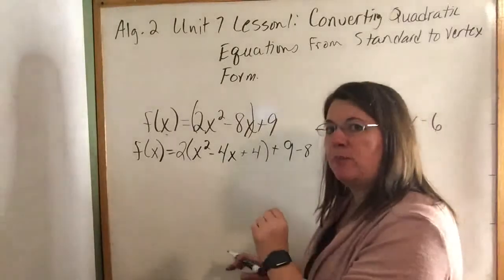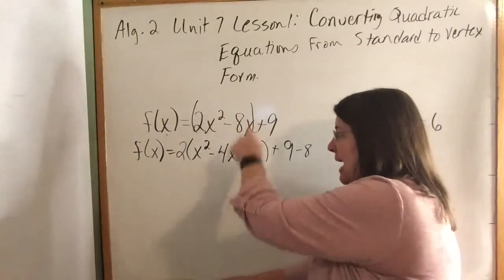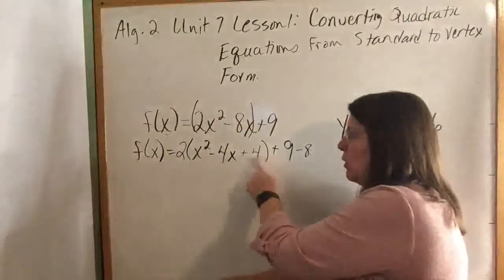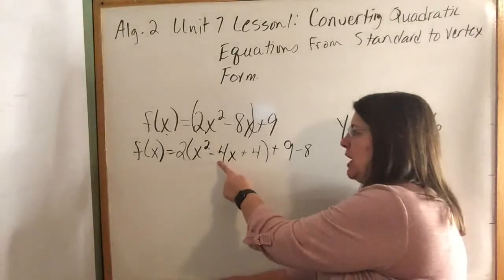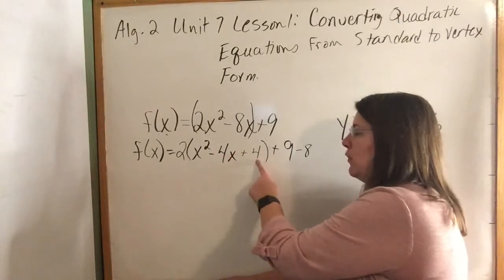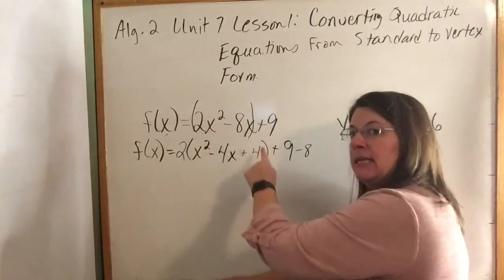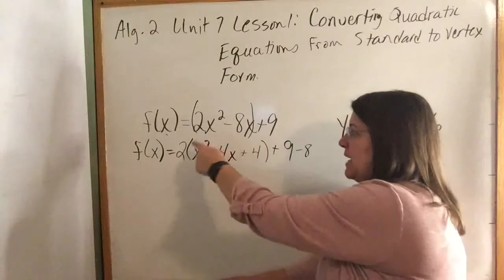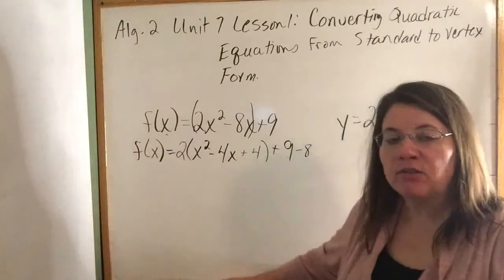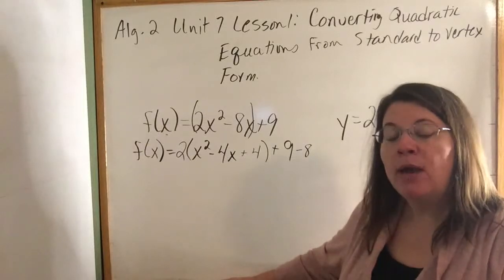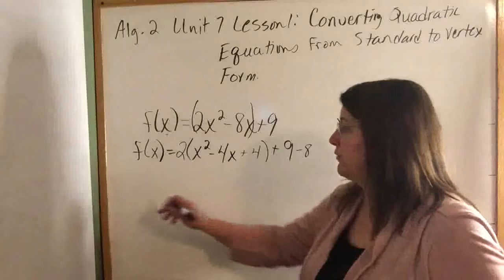If we were to distribute it back in, we would have a 2x squared minus 8x. But look at what we have here. When we complete the square, half of 4 is 2, and 2 squared is 4. What we've really added is an 8. Since we've added 8 on the inside, we have to subtract 8 on the outside to offset it, so that we've really only added 0. We have not changed the value of this equation, we've just made it look different.